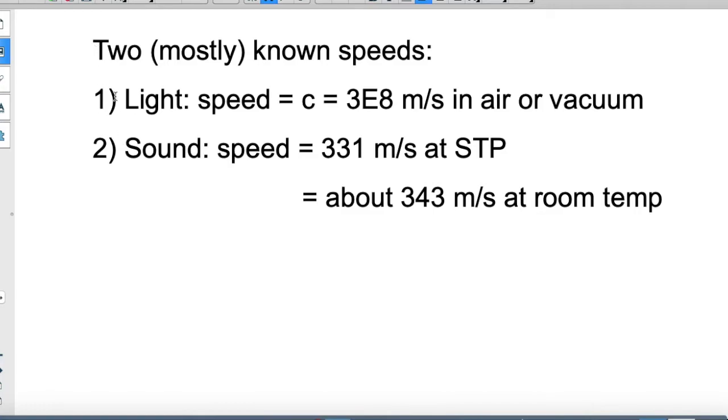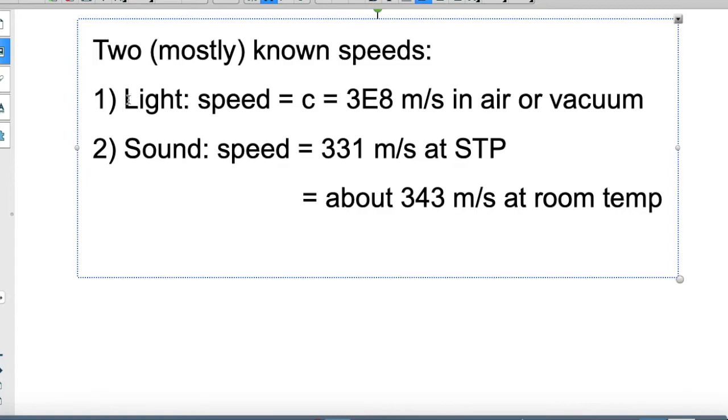Sound we just talked about, but light is a known speed. It has a special symbol, c, and it's 3 times 10 to the 8th meters per second in air or a vacuum, slightly slower in other materials. If you have situations where you're talking about how fast light traveled in air or a vacuum, we can use this. So it's a known thing. That's nice because for both of those velocity equations, we can plug in numbers that we know.